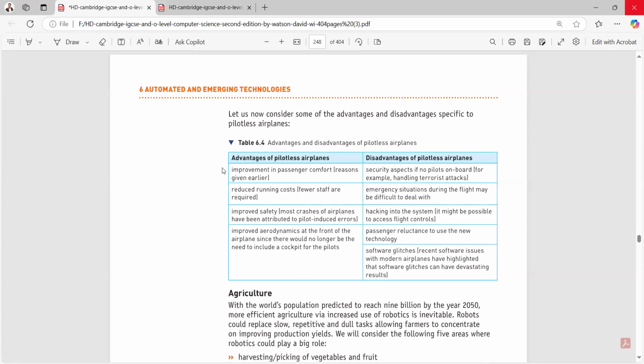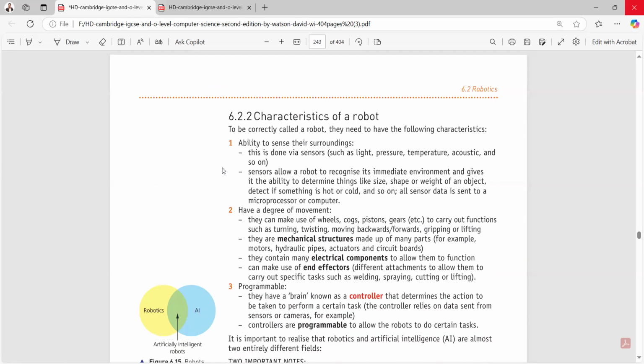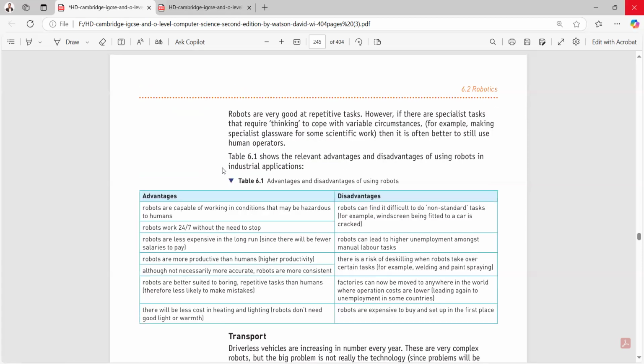6.1 is AI. Sorry, 6.1 is automated systems, 6.2 is robotics, and then 6.3 is robotics.